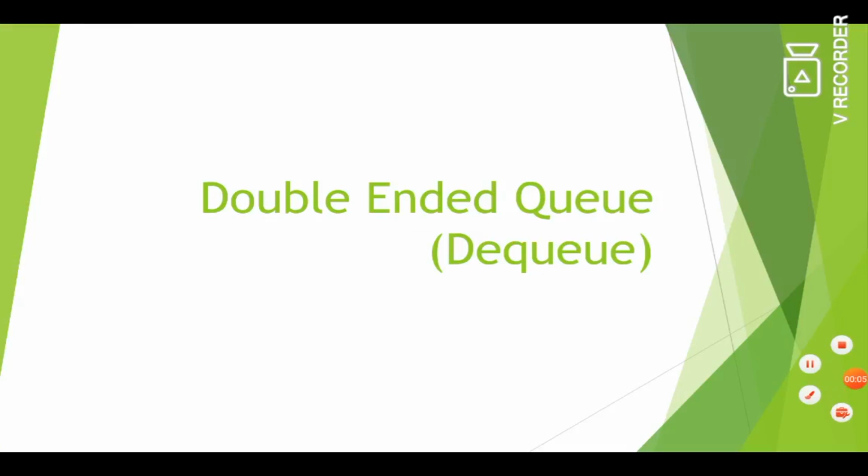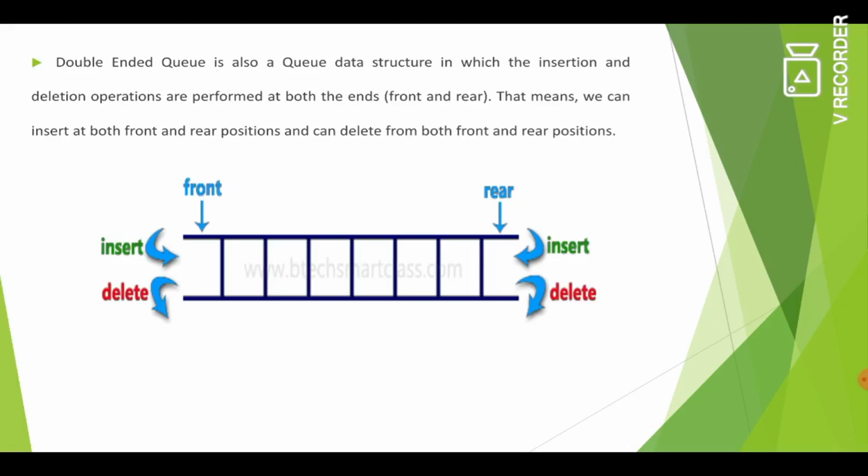Good morning, students. Today the topic is double-ended queue, that is DQ. Why is it called a double-ended queue? As the name implies, it is a queue data structure in which the insertion and deletion operations are both performed at both the ends.